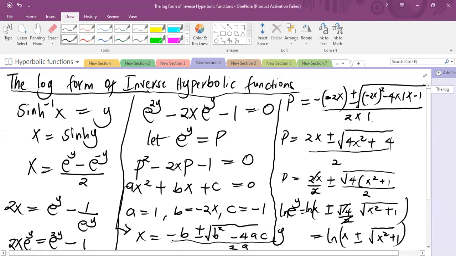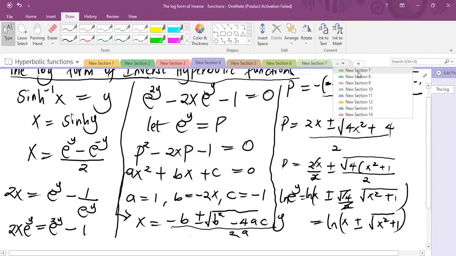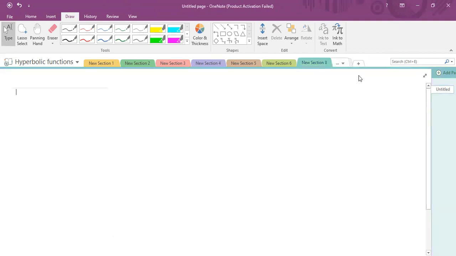In a similar manner, we can get the cosh inverse of x.